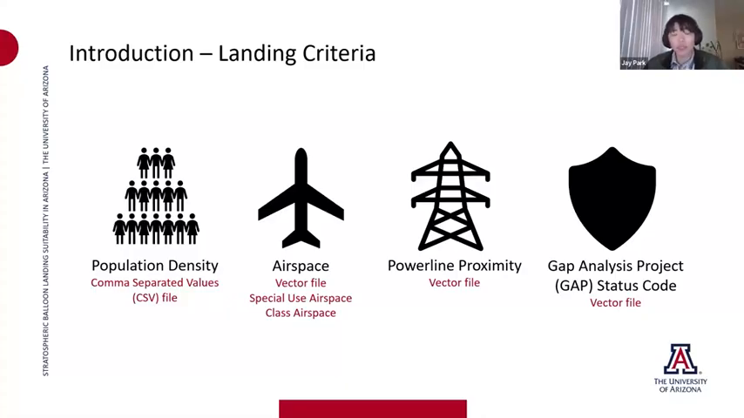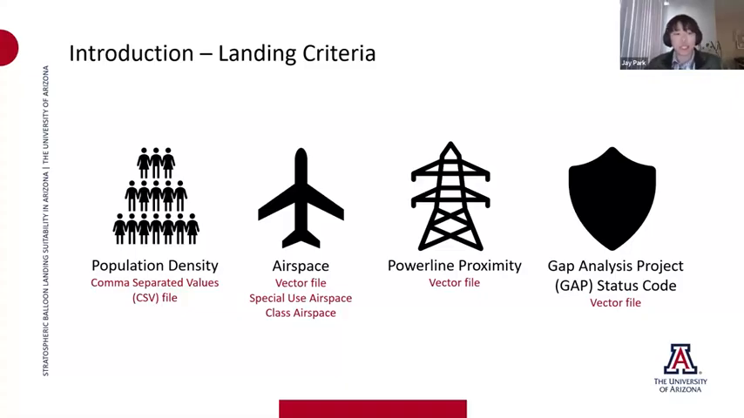And USGS assigns four different GAP status codes to conservation areas that reflect the level of protection and management intent. So GAP status code 1 designates areas with permanent protection and a mandated management plan to maintain natural conditions, while GAP status code 4 designates areas with no known legal or institutional protection.